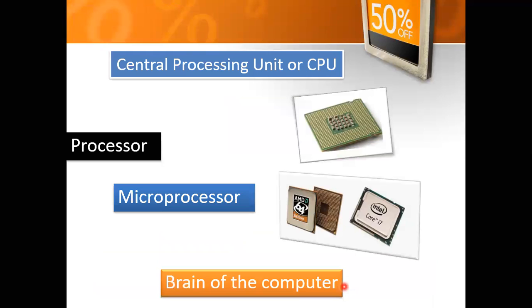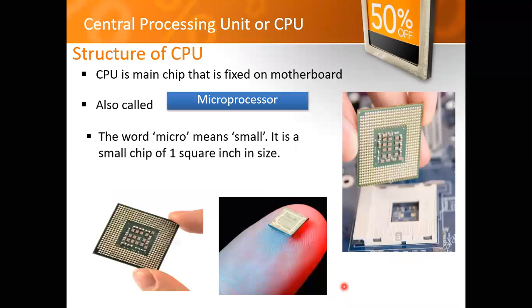Today our main topic is the central processing unit, which is also called the processor or microprocessor, and actually it is also the brain of the computer. Why is it called the brain of the computer? As it performs all the activities that the brain does in our mind. If we look into the structure of the CPU, CPU is a small chip.